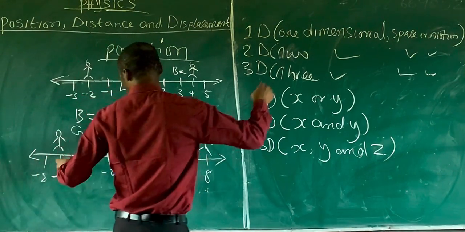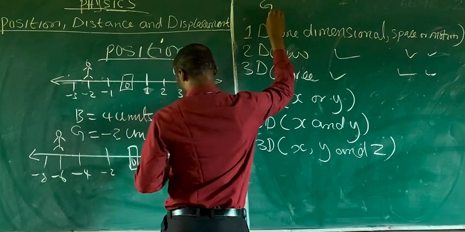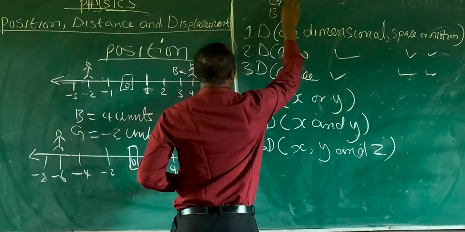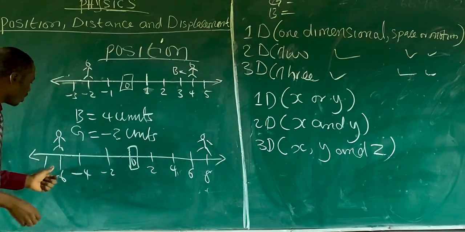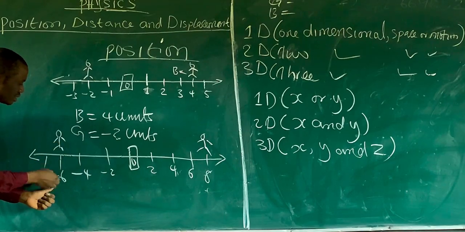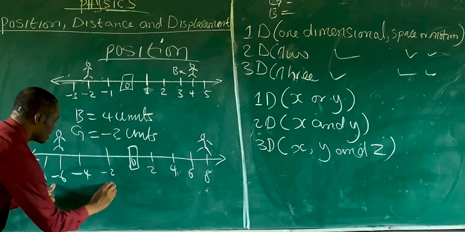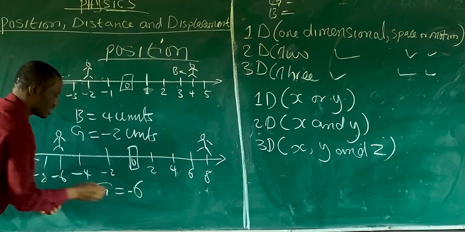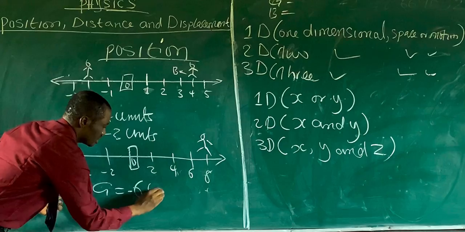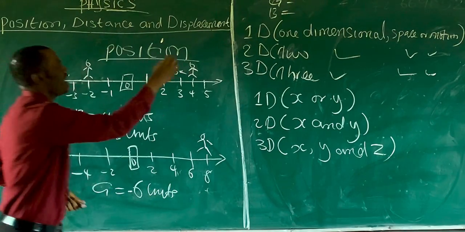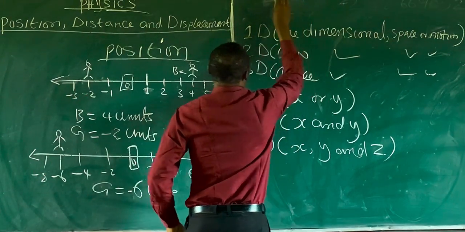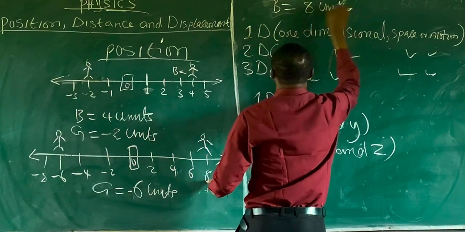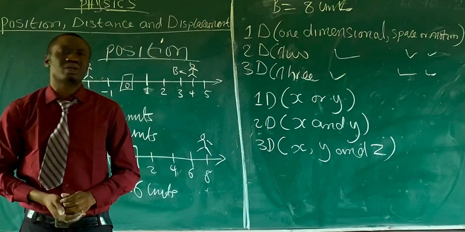Now, we want to find the position of the girl and the position of the boy. This is the girl, this is the boy. Now, look at the girl. She's standing 6 units to the left. Let's use this case. So the girl is standing at -6, not just 6, -6 units to the left, while the boy is standing 8 units to the right. Now you can see how to find position in one-dimensional space or motion.